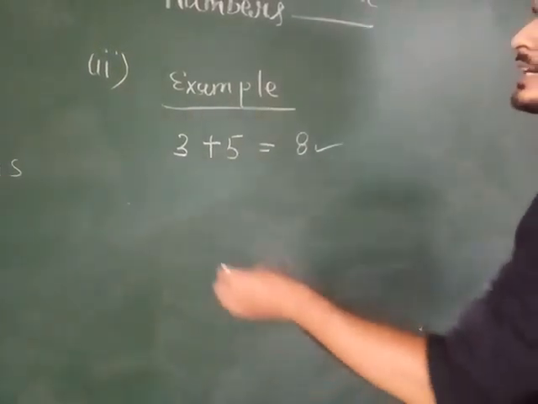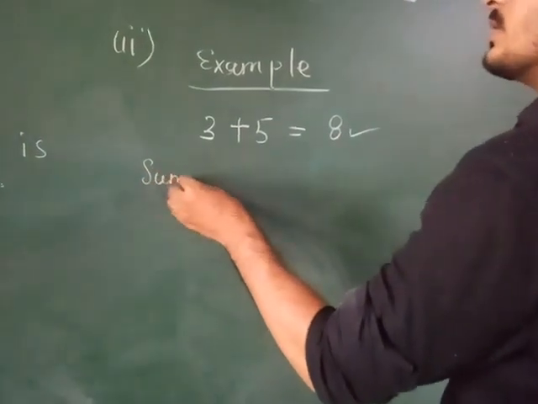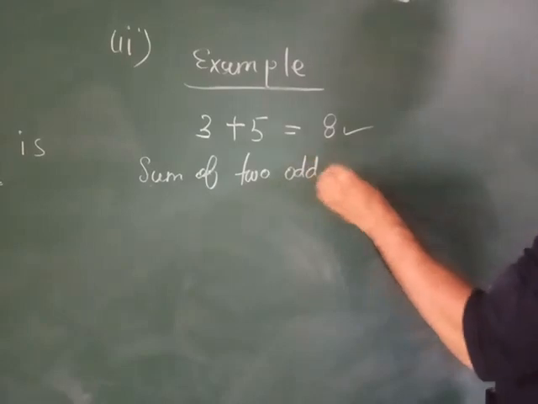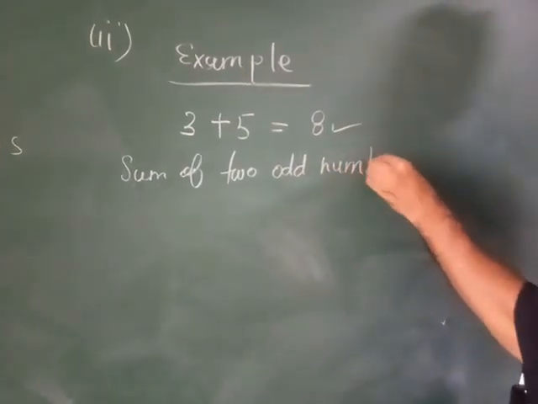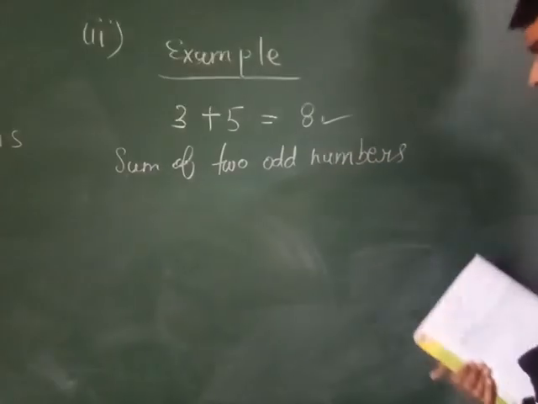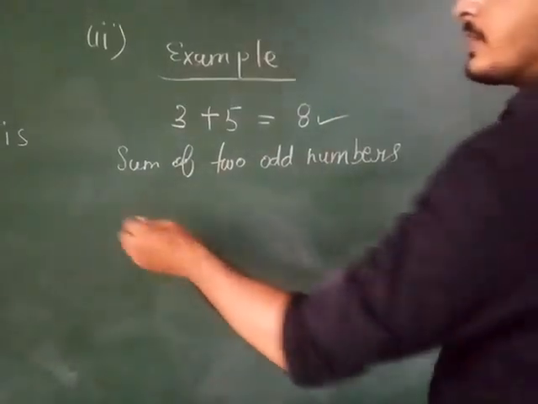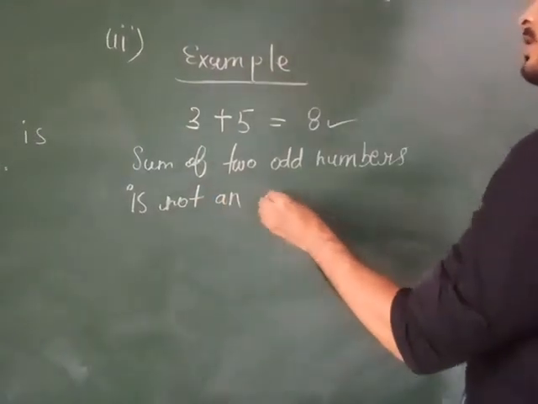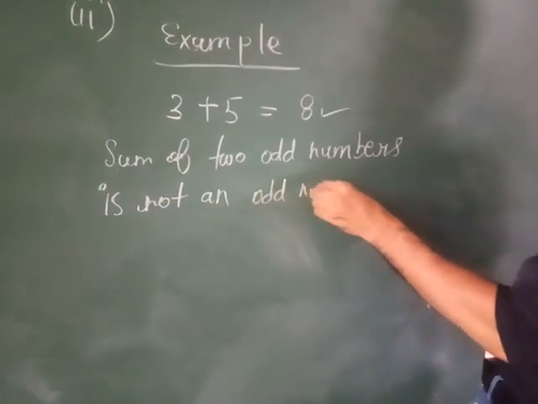So we can say that the sum of two odd numbers is not an odd number. Okay.